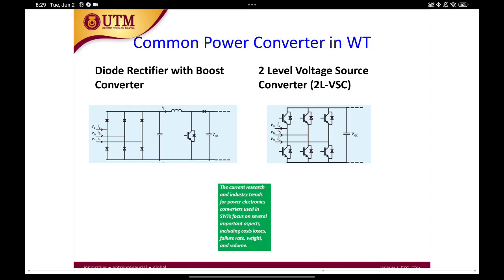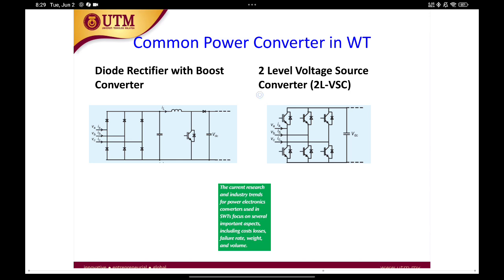So the next part is the power converter. In a wind turbine, you have a power converter. There are two types of power converter commonly used. Either the diode rectifier and boost converter, which is rectifier from AC to DC and then DC to DC, or the other way around. This is usually bidirectional.